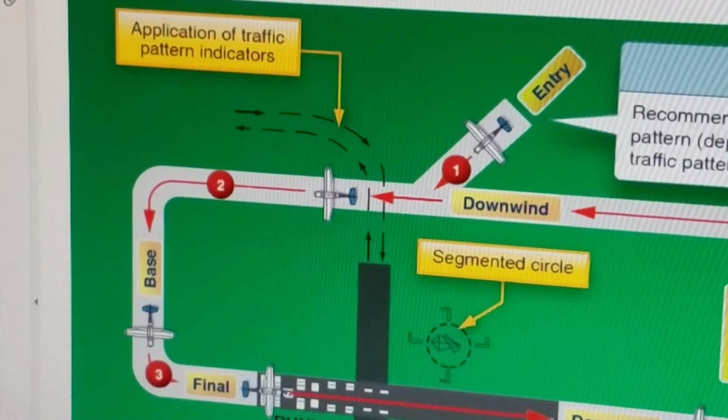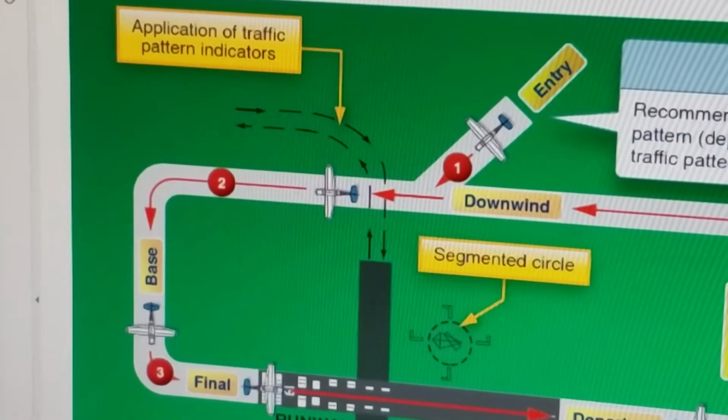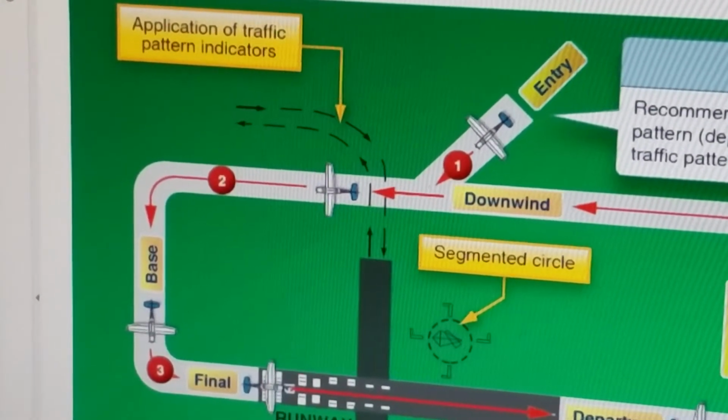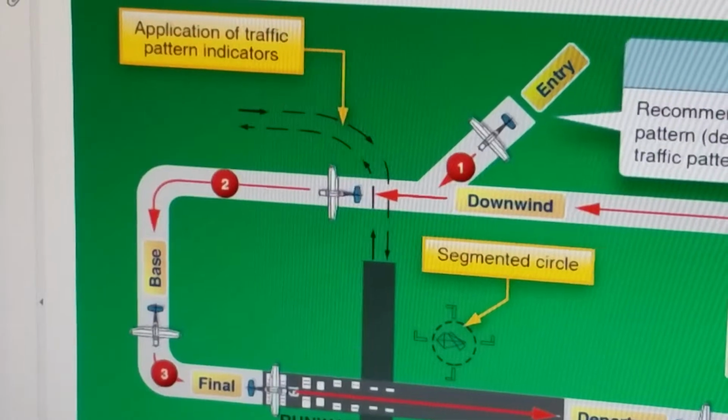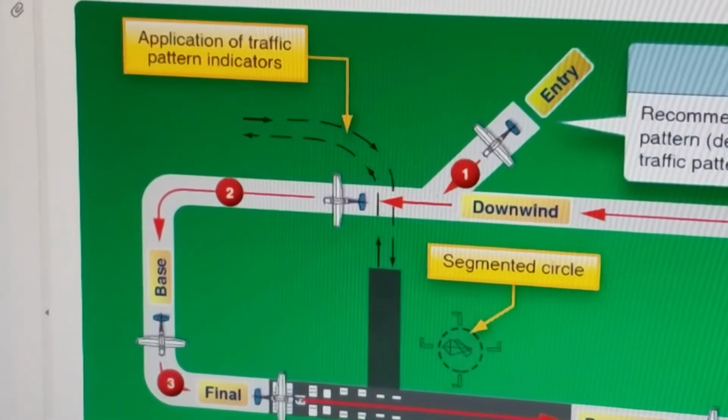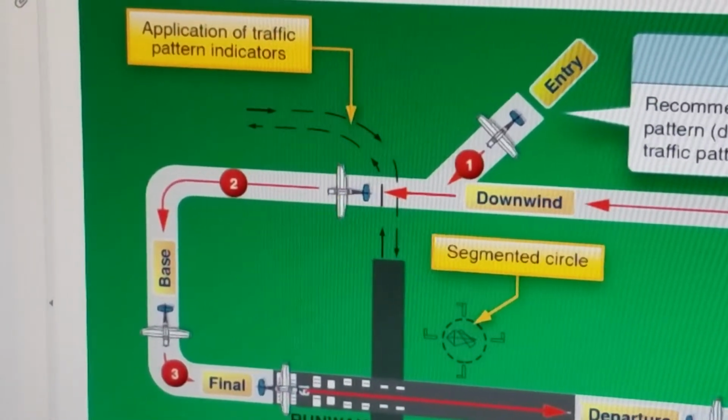Okay, let me not forget, that's on module 8, figure 18, it has the default runway pattern.